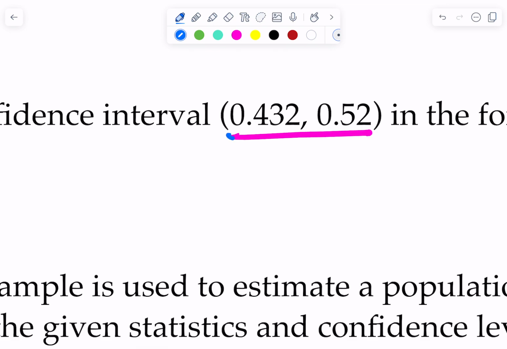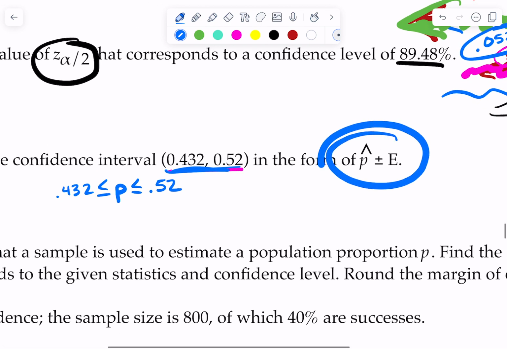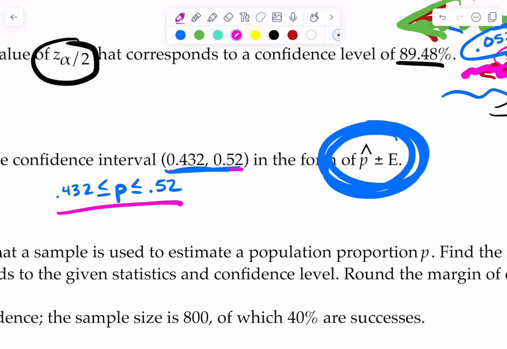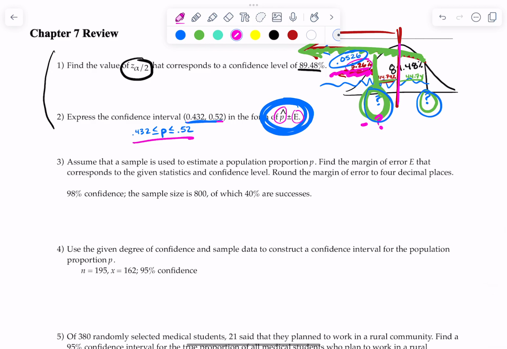Number 2. Here's what they're saying on number 2. They give you this interval, and they express it in parentheses, but this means that P lives in between these two: 0.432 to 0.52. They want you to find the error based off of what this confidence interval is. So figure out what P hat will be and figure out what the error would be that you are adding and subtracting each time to get that number. Then subtract that from 0.52, and that's your answer.